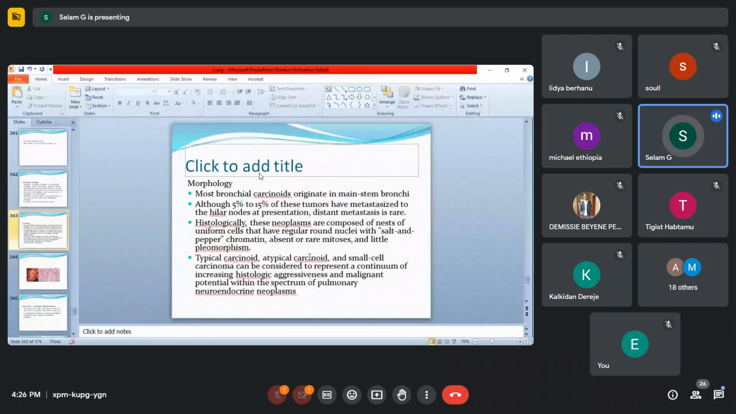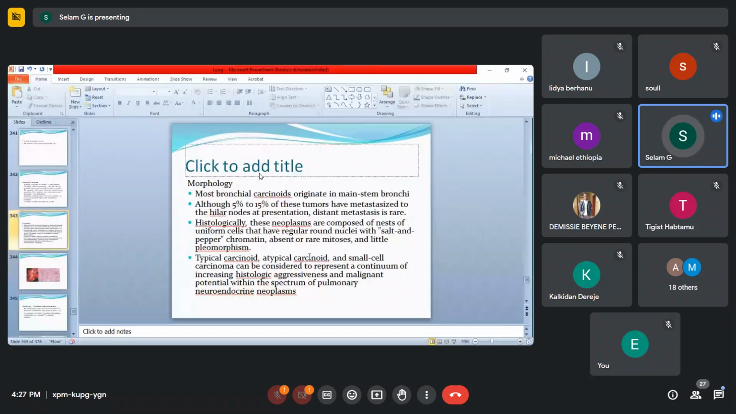Morphologically, most bronchial carcinoids originate in mainstem bronchi; up to 50% of these tumors have metastasized to lymph nodes at presentation. Distant metastasis is rare. Histologically, the neoplasms are composed of nests of uniform cells that have regular round nuclei with salt and pepper chromatin, absent or rare mitoses, and minimal pleomorphism. This salt and pepper chromatin comes from the neuroendocrine nature of the lesions. Normally, neuroendocrine cells have this salt and pepper granular nuclear appearance, so whenever the tumor arises, it recapitulates that morphology.